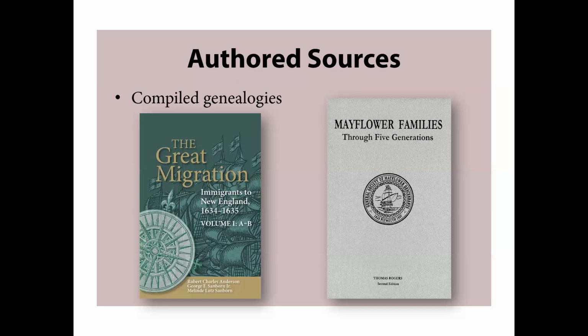Another type of source is what's known as an authored source, and these are a special class. The quality of these sources generally depends on how faithfully the authors have documented their facts. These obviously are held in a lot more esteem because they do include more proper citations. Robert Charles Anderson, for example, the head of the Great Migration Study Project, has been researching these families for many, many years, trying to find every record possible on immigrants to New England between 1620 and 1640.